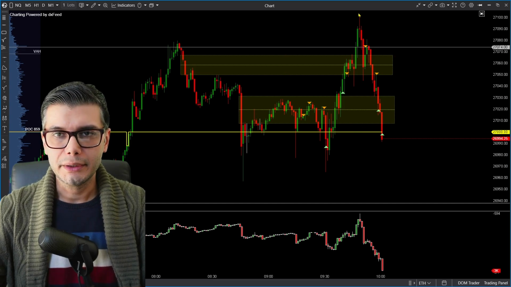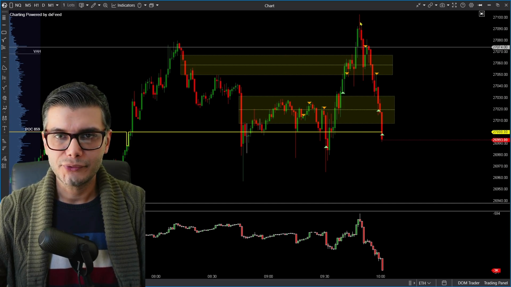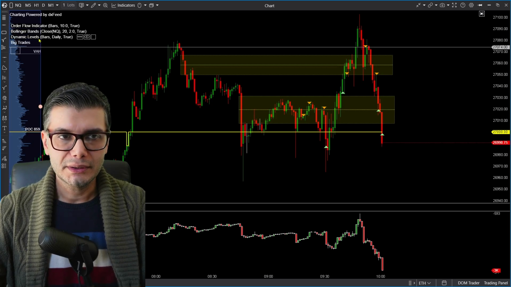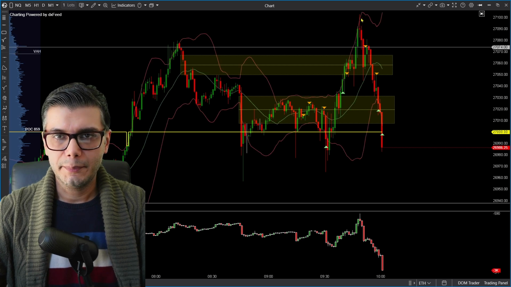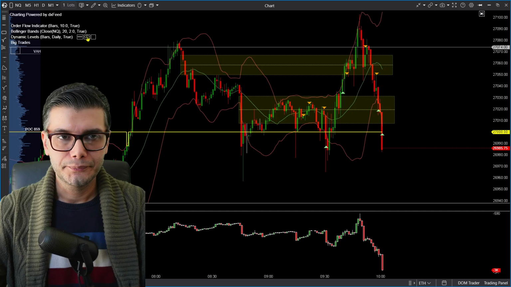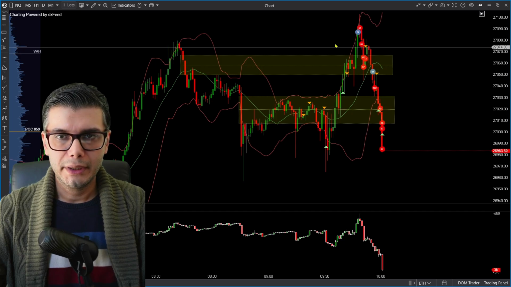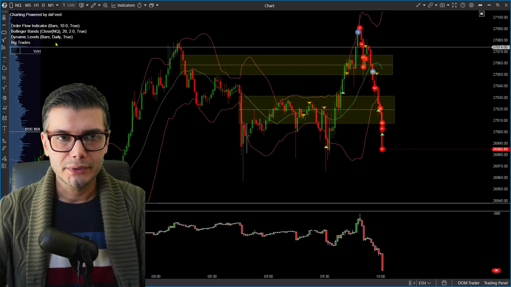It took a high, formed a doji candlestick with a long wick at the high, exceeded the Bollinger Bands upper line, that's overbought, big trades, trapped buyers, and massive sell orders appeared.